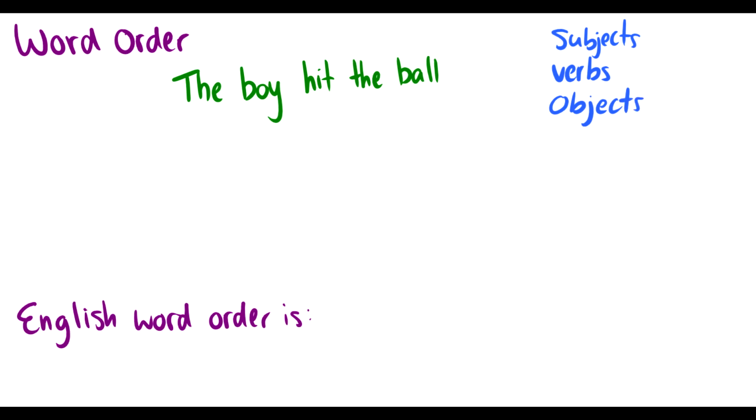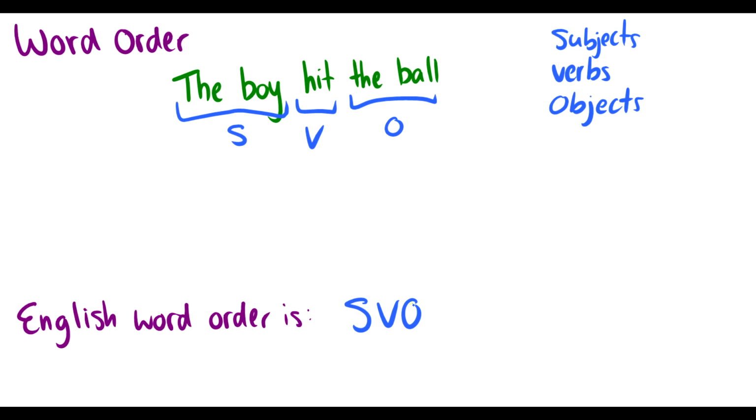So, for instance, the word hit here is a verb, which we label with V. The subject of the sentence is the boy, since we're talking about what the boy did, and the object is the ball. So the boy hit the ball. And we say that English is an SVO language, which means that the word order is subject, verb, object.